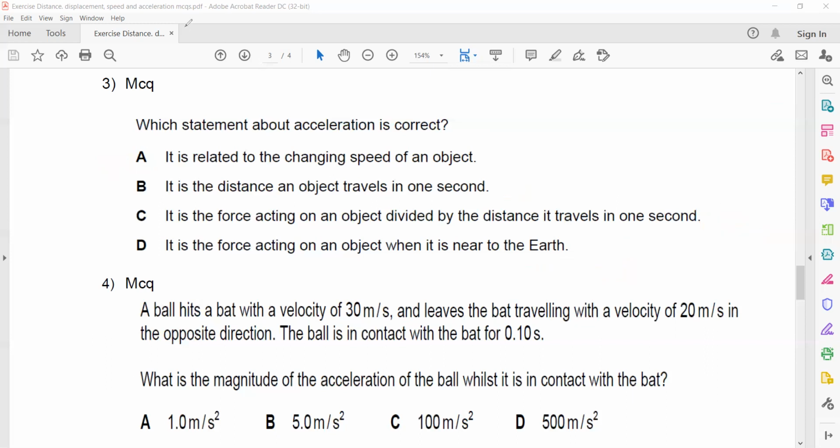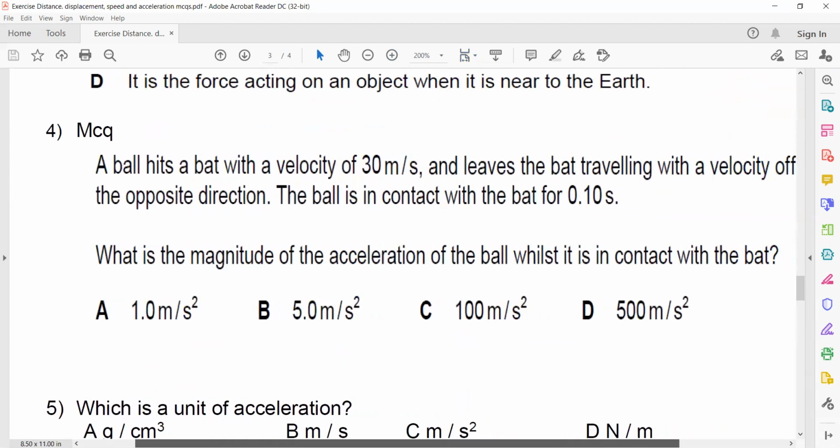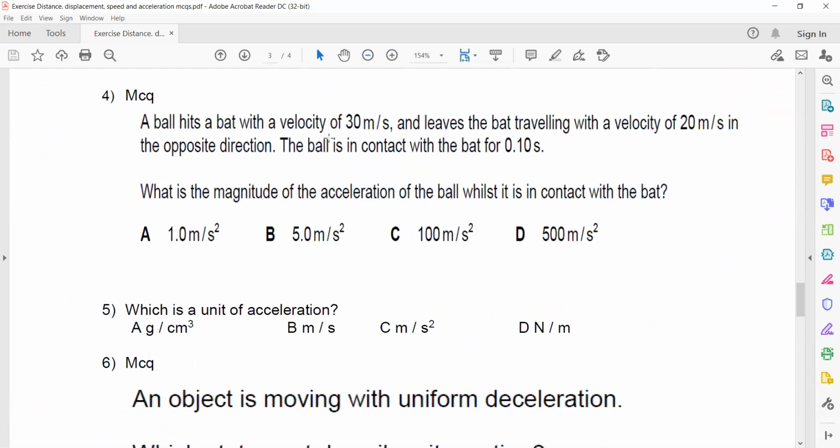In question 4, a ball hits a bat with a velocity of 30 meter per second. They did not mention whether it is moving towards the right or left, so you can take any direction. For example, I'm taking it as moving towards the right.